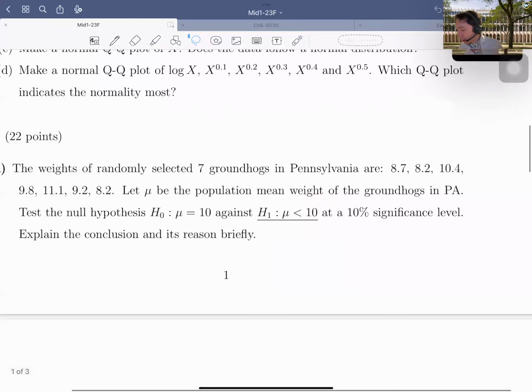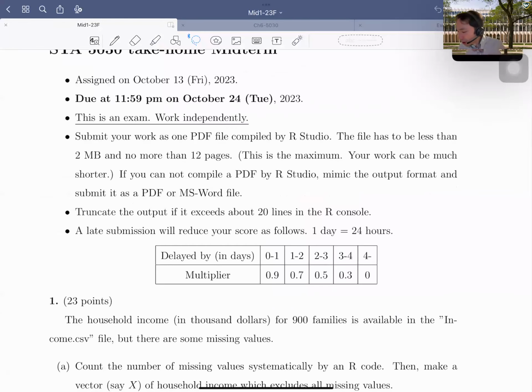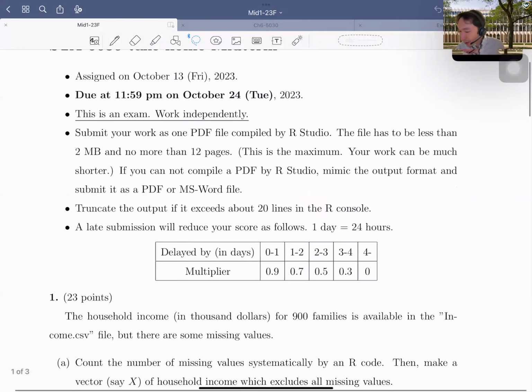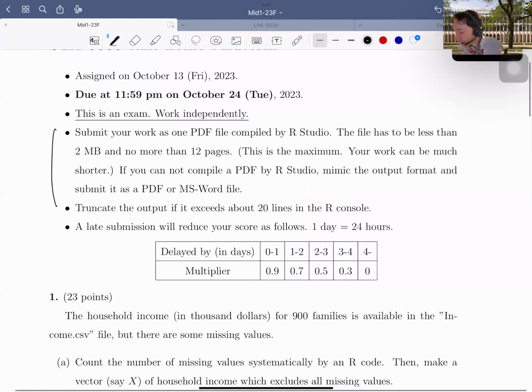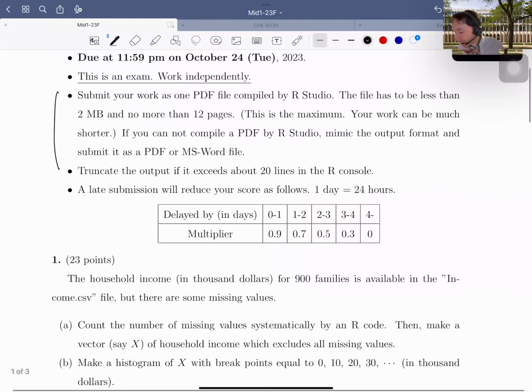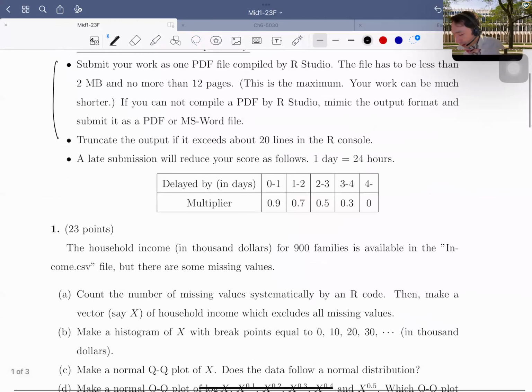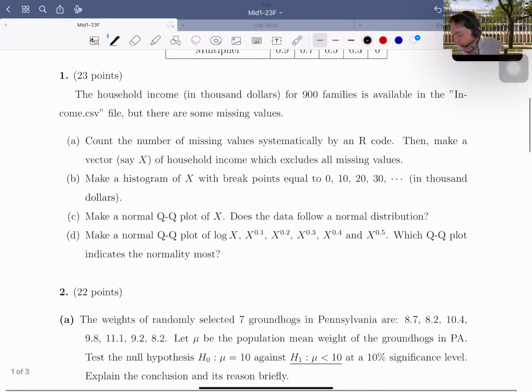So here is the homework, the midterm questions. It's due next Tuesday at 11:59. The format is similar to homework 1 and 2. We have some page limit and size limit. The size limit is basically for grading convenience. And we have 4 questions.